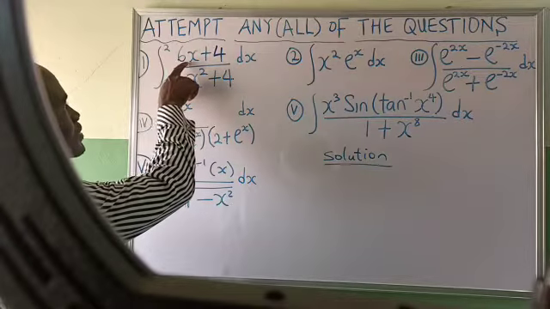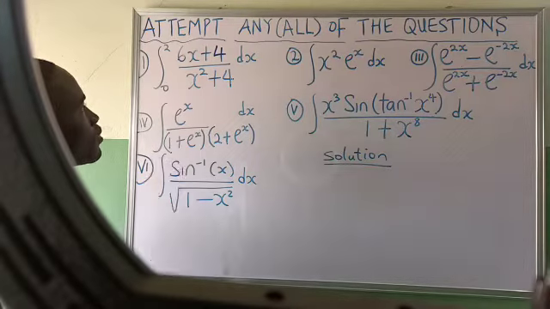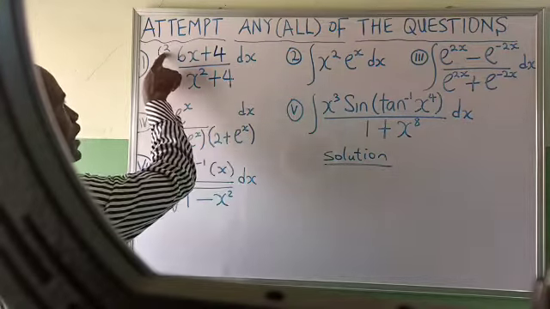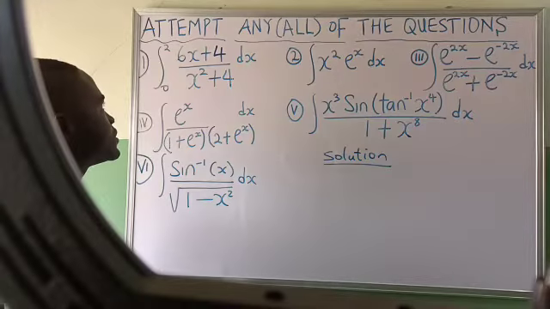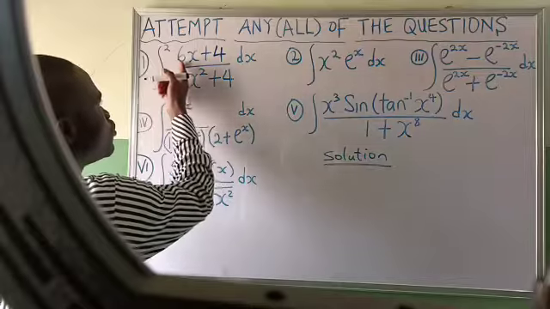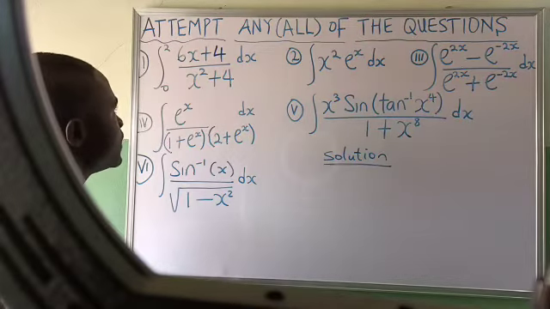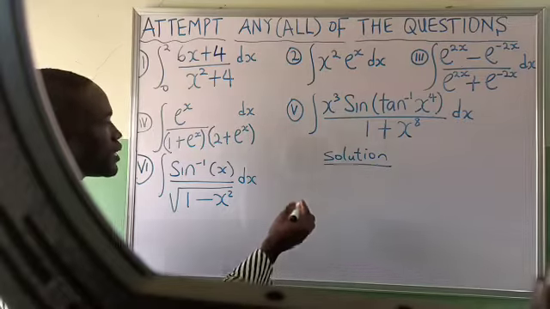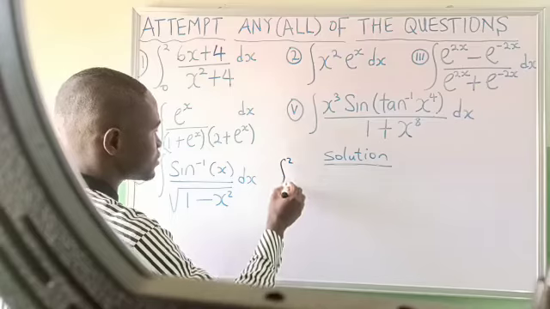Let's see how to solve this problem we have on the board. Integrate (6x plus 4) all over (x squared plus 4) dx. It has upper and lower limits. Let's see how to integrate it. Do you know you can factorize something here? Yes. So that statement simply means integrate.